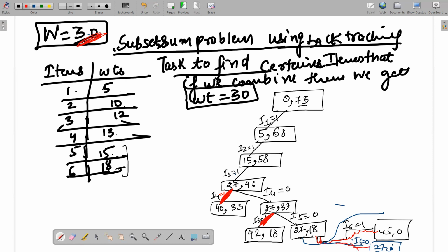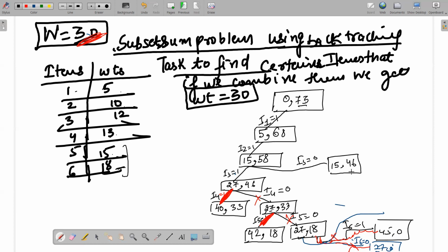So it means this step is not a feasible answer. This answer is also not feasible. So it means this process is not a feasible option. Even this is not a possible option. So clearly we are backtracking towards I3 equal to 1. Now what we will do is we will not include item number 3. If we don't include item number 3, what is the remaining weight? The remaining weight will be 15, comma, item 4, 6. So item 3 is not included.